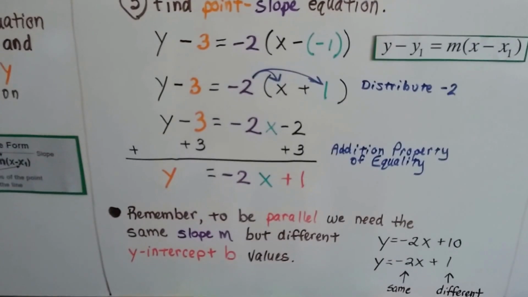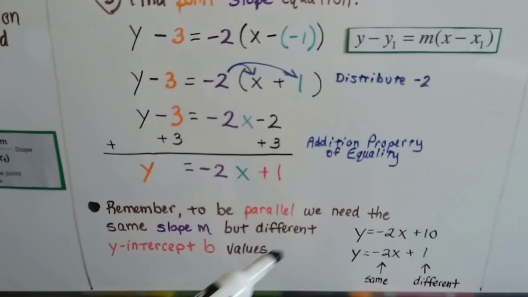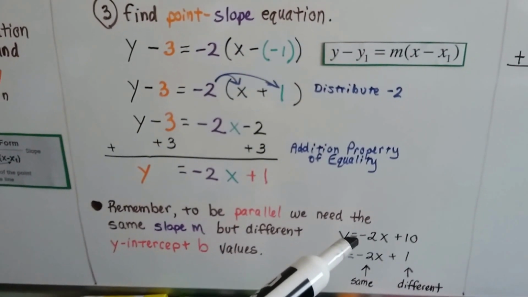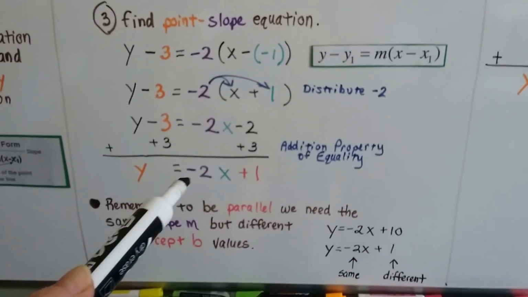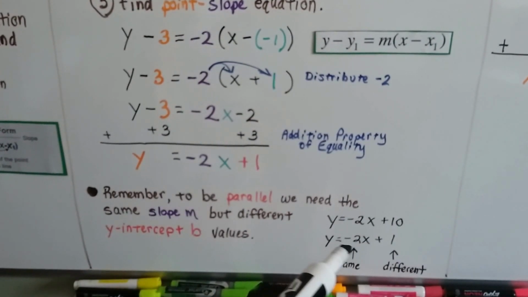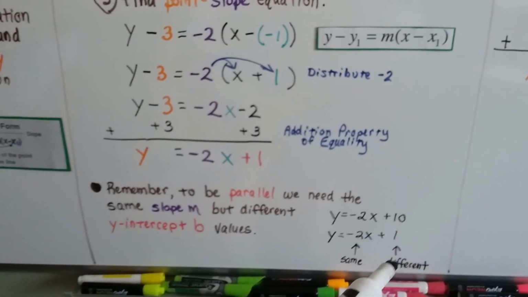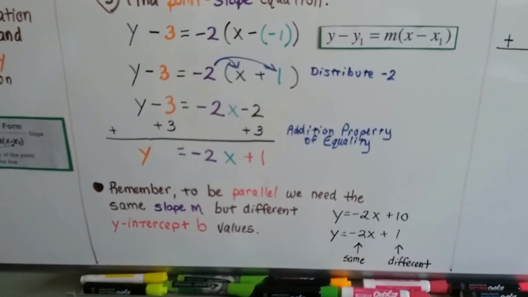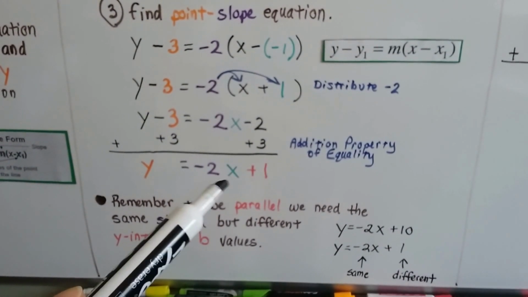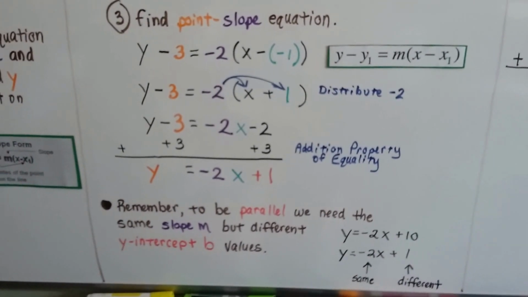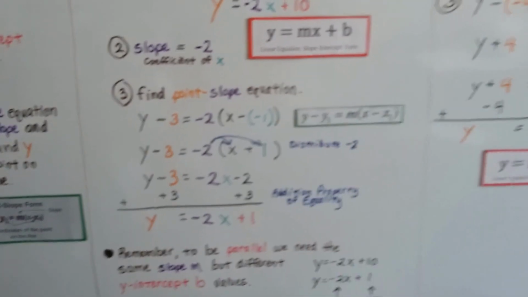Remember, to be parallel, we need the same slope m but different y-intercept b values. So here are our 2 equations. The first one said y equals -2x plus 10. And this one says y equals -2x plus 1. They have the same slope and different y-intercept b values. So yeah, we did it right. And this is our equation of the line containing the point and parallel to this line. Let's try it again.